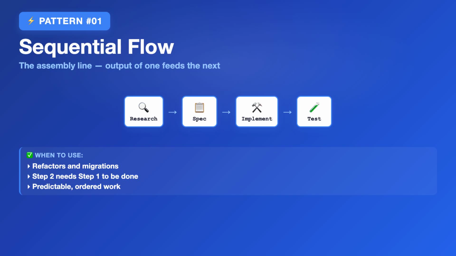When should you use sequential flow? When the work has clear stages and each stage depends on the previous one. Refactors, migrations, anything where step 2 literally cannot start until step 1 is done. The trade-off? It's slow. Each step blocks the next.